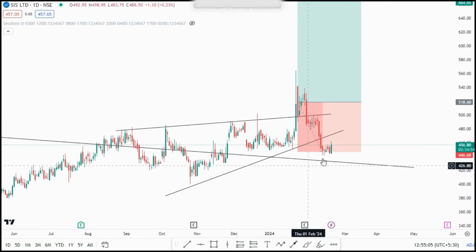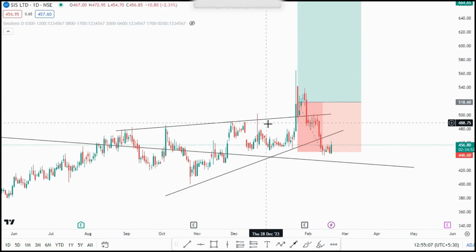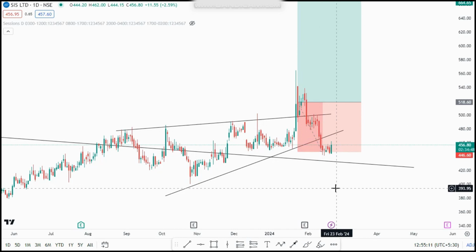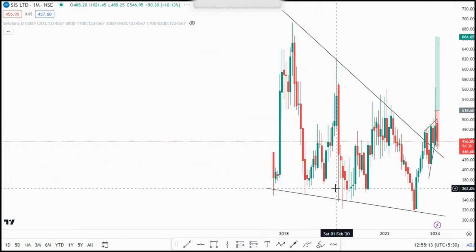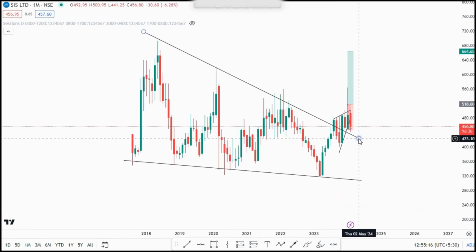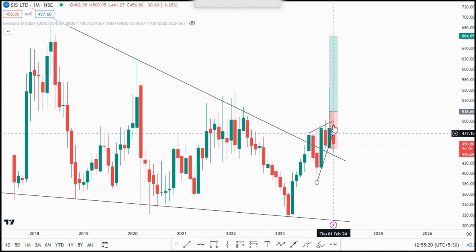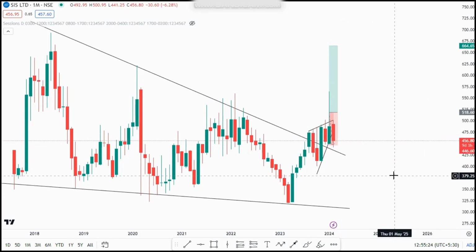Yeah, so next, if SIS has another good monthly rejection to the upside, I will probably look for longs again, right? So on the monthly time frame, I just need a strong green candle, or even if this red candle is going to get rejected by the end of February month, then we can probably look for longs by breaking down to the lower time frame.